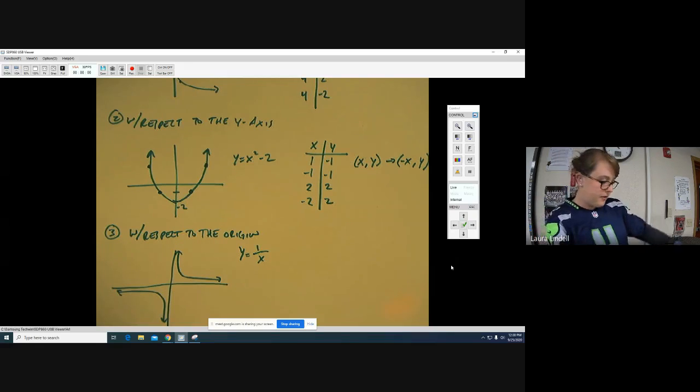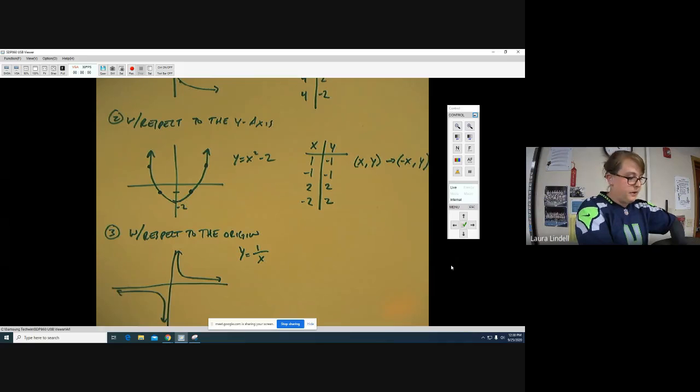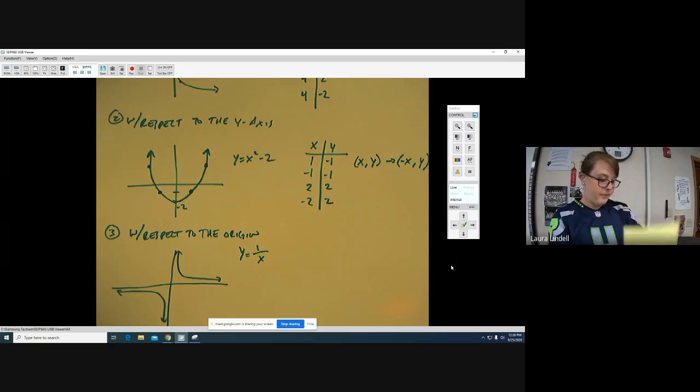Sorry, my mask is, and all the geometry notes all over my desk are in the way.